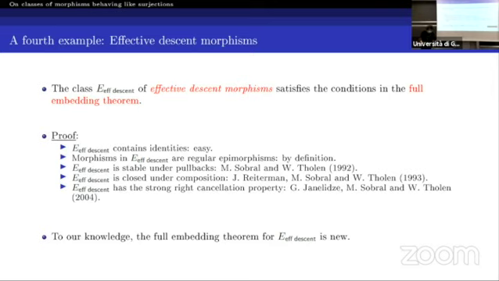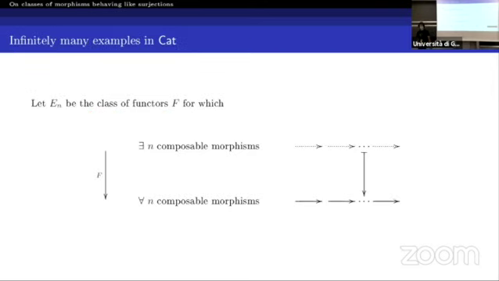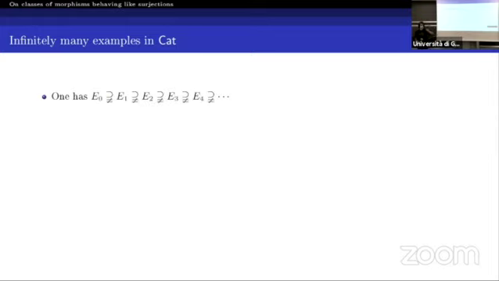But let's see many examples in the category CAT of categories. So if we are given a natural number n, I'm going to define the class En of functors as follows. Each time we have a functor, with a domain category and a codomain category, and you have n composable morphisms in the codomain, I require that there are n composable morphisms in the domain which are mapped by f to these given morphisms.